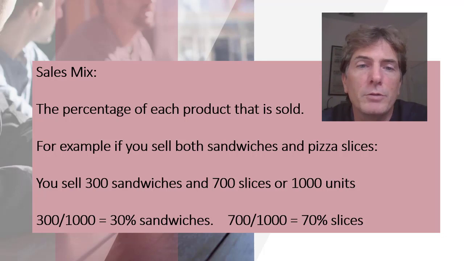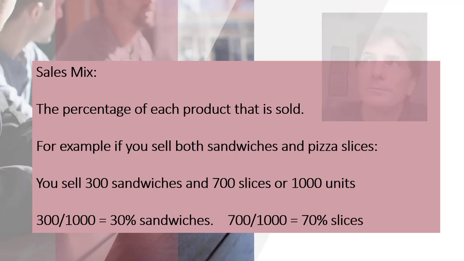So for example, if you have a restaurant and you sell sandwiches and pizza slices, if you sell 300 sandwiches and 700 slices, that's a total of 1,000 units you sell. Well, the percentage is just a breakdown of the two, so 300 over 1,000 gives you 30% sandwiches and 70% slices. So that's your sales mix, 30%, 70%. And that's all it is, and you can have as many products as you want, and you just have a percentage for each one. It should add up to 100% to cover all your sales.